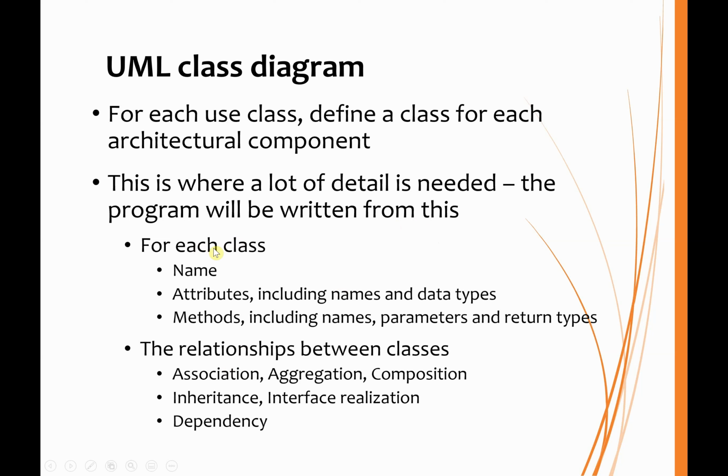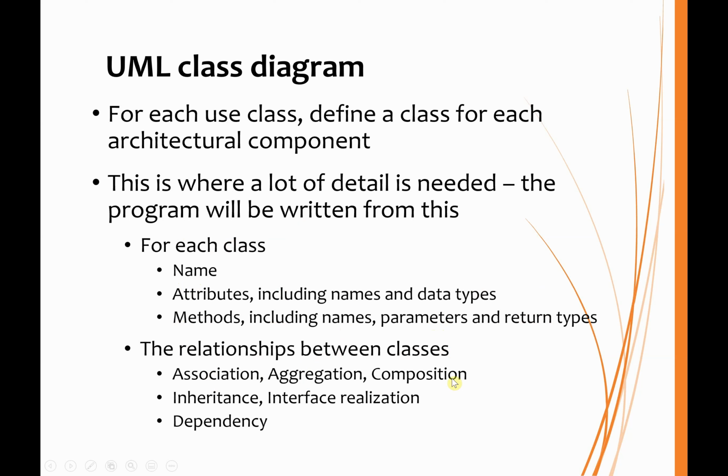For each class, we'll need to identify the name of the class, the attributes, in other words, the data that we need to store, including names and data types, and the methods, that is, the behavior of the class, including method names, parameters, and return types. Now that involves a lot of detail, and this is the right place to start putting in all that low-level detail. We also need to indicate relationships between classes.